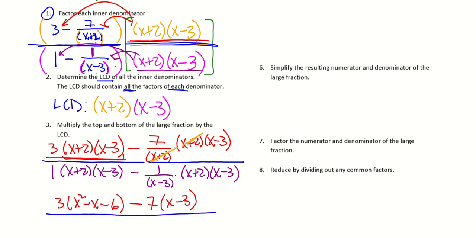In the denominator, we're going to multiply these together. Foiling those gives us x squared minus x minus 6 minus, on this side, we're going to divide out the x minus 3 with the x minus 3, which gives me x plus 2. So we weren't dividing out this x plus 2. That is still there.